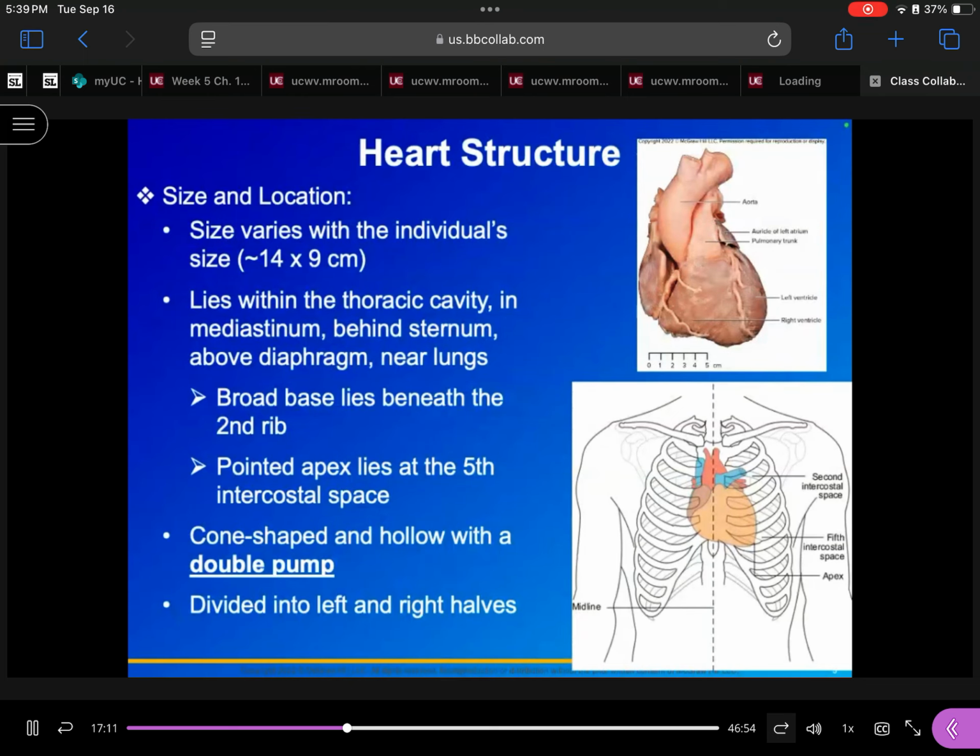And it's actually really cool, you don't realize this, but the heart actually twists a little bit when it pumps. So it kind of goes in this circular motion. That's just the way that the fibers run. So it kind of pumps like that.